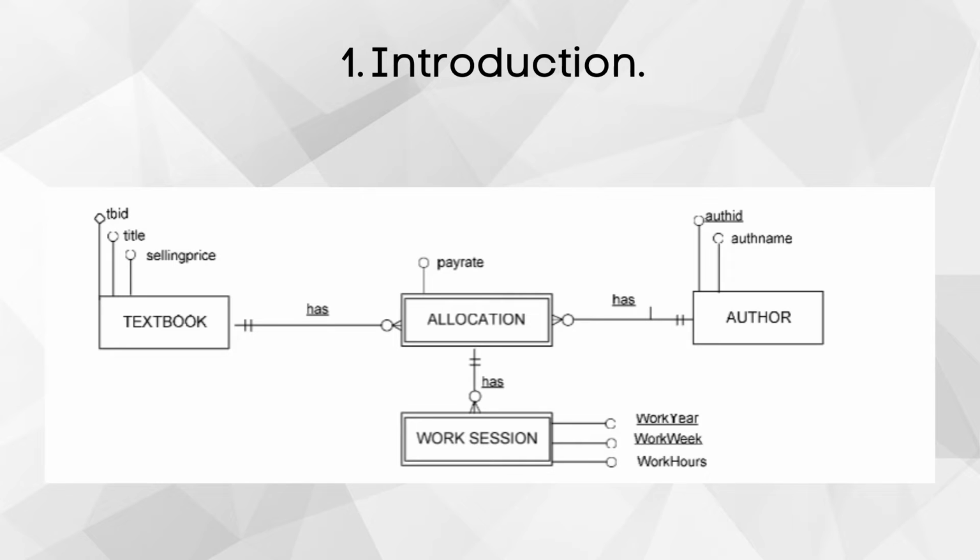You can see we have four entities, which include textbook, allocation, author, and work session. Furthermore, you can see there are two different types of rectangles. There are two with a solid outline and another two with a border outline. The ones with the borderline are called weak entities, which are allocation and work session, and the ones with the solid outline are textbook and author. Likewise, for the attributes such as TBID, title, selling price, these are foreign keys, and the ones with the underlines, like author ID or work year, those are primary keys.